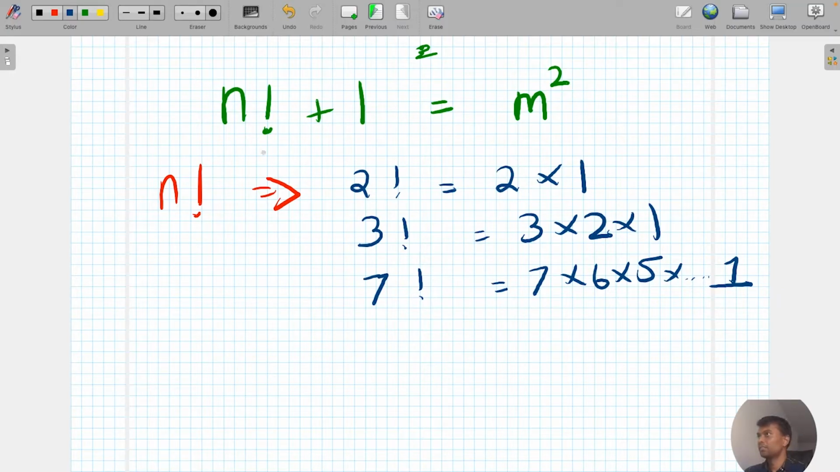The next term is 1, which represents the number 1, and the plus represents that we are doing an addition of these two terms. Now let's look into the third term, which is m square.